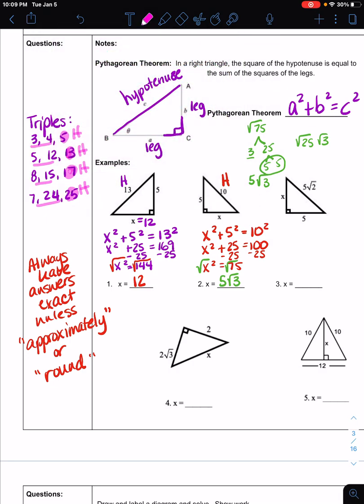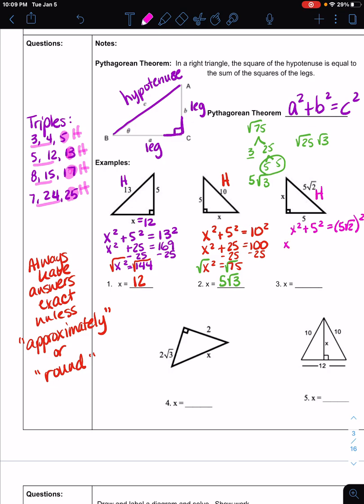So number 3. Here's my hypotenuse. That's my C side. So I have x squared plus 5 squared, the sum of my two legs squared. Sorry, I'm saying it wrong. You square the legs and then you add them together. That's what you want to do. And then be careful here. It's 5 root 2, and that's all squared. That's what we talked about yesterday too.